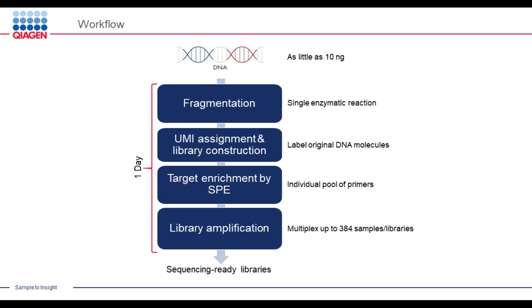And then the third step is the single primer extension approach for enrichment. So you've generated your libraries, and then in the third step, you're going to enrich for your regions using a single primer extension approach. And remember, all of the primers that are required have been pooled into an individual pool of primers. And once you've enriched for your regions, the last step is to go through library amplification, where you can multiplex up to 384 samples per sequencing run. And the entire workflow, going from extracted DNA all the way to libraries that can be quantified and sequenced, is a one-day workflow.